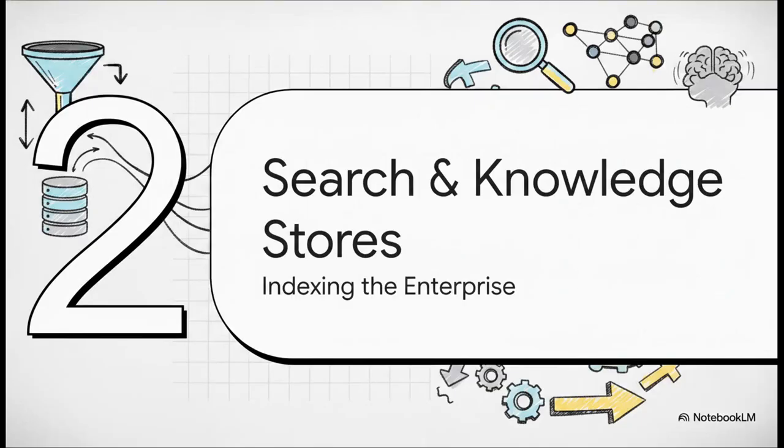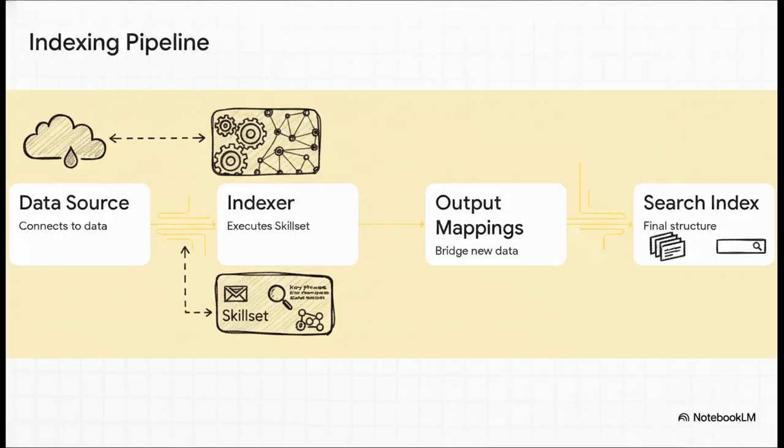Moving right along to section 2, search and knowledge stores. Let's talk about indexing the enterprise. Okay, so now that we've extracted our data, we really need to map out the strict pipeline of Azure AI Search so our AI agents can actually retrieve it. You always start with a data source, like blob storage. Then the indexer acts as the engine, pulling data from that source.